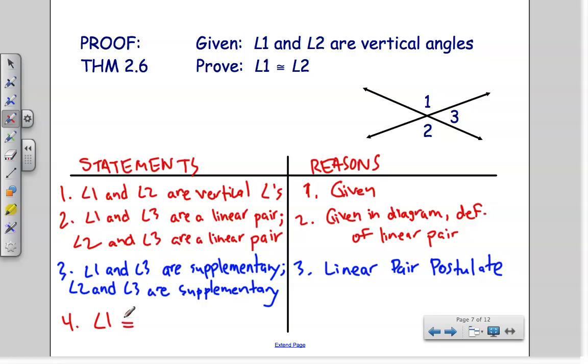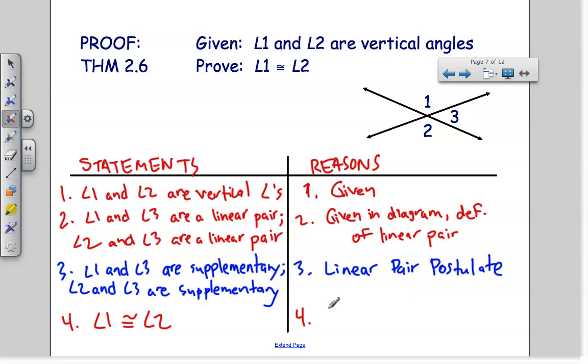And I can say that angles 1 and 2 have to be congruent, that these vertical angles are congruent based on the congruent supplements theorem. They were both supplementary to the same angle, therefore they are congruent. And this is an example of when the congruent supplements theorem would be used. So kind of cool, we're using things with supplementary and complementary angles, linear pairs, vertical angles, and right angles today.